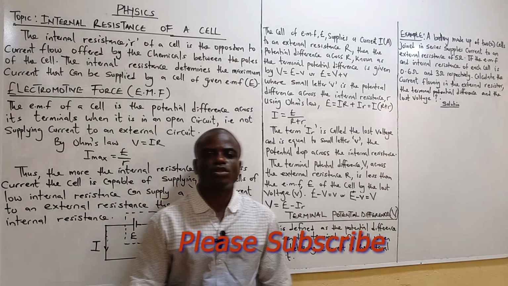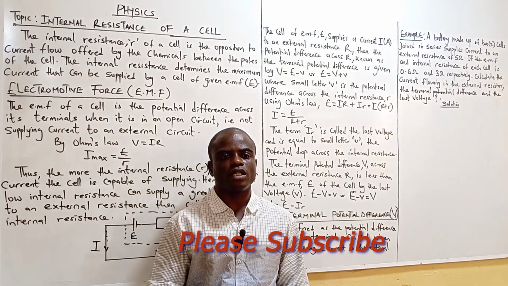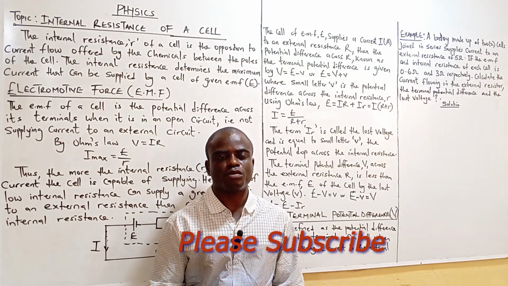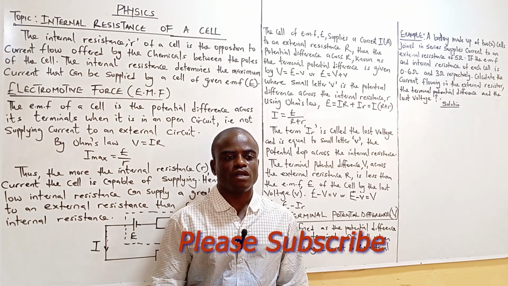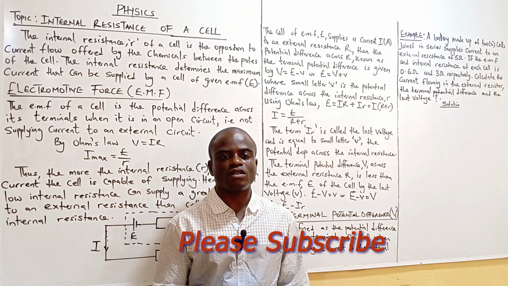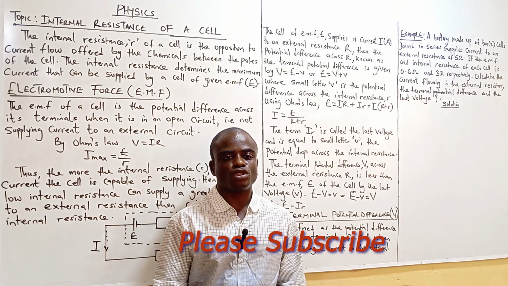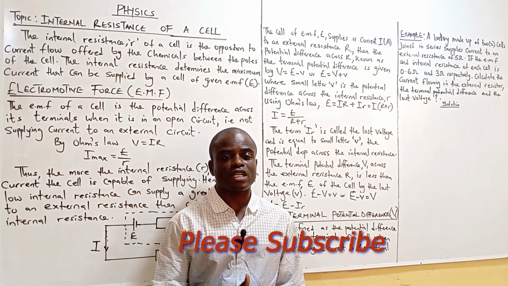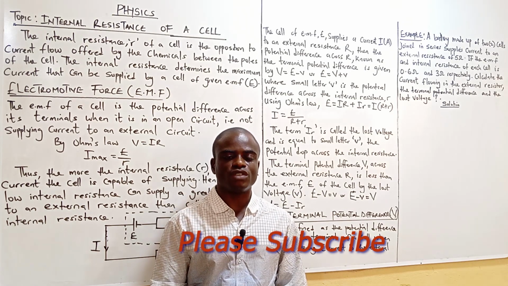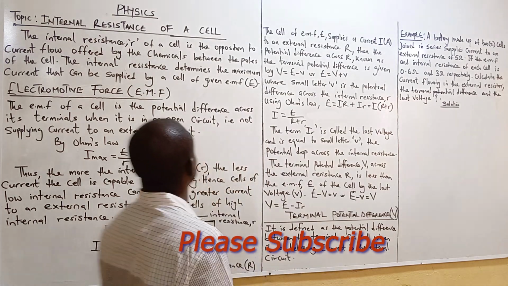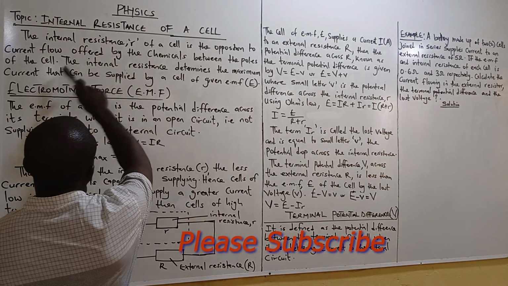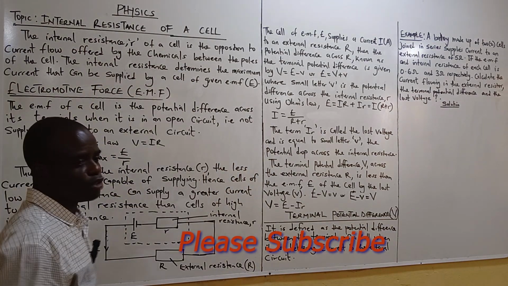Good day, students. Today I want to discuss the topic of internal resistance, terminal potential difference, and also the E.M.F of the cell. The internal resistance R of a cell is the opposition to the current flow offered by the chemicals between the poles of the cell. Okay, and you can see it.